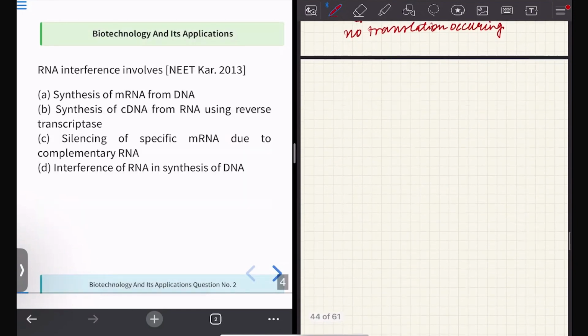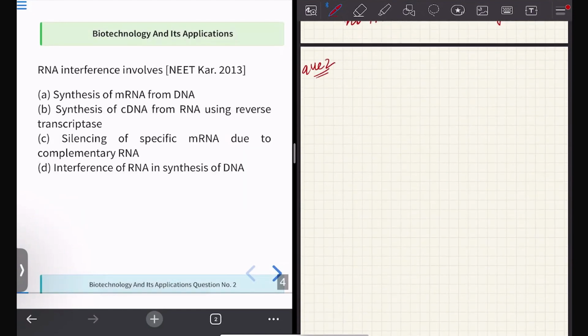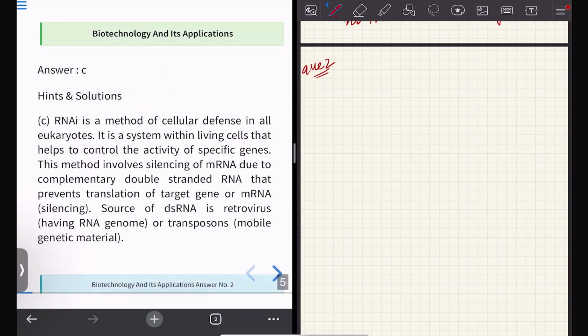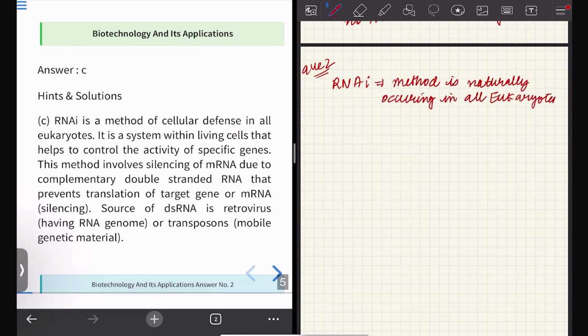Okay, so we have question number two, which is on RNA interference. So this is related to the same concept. We have to explain the process of RNA interference. So RNA interference is normally present in eukaryotes. This method is naturally occurring in all eukaryotes. It is a system within the living cells that helps to control the activity of specific genes.